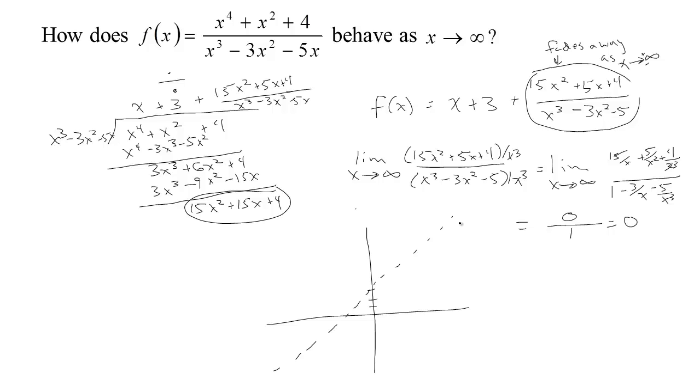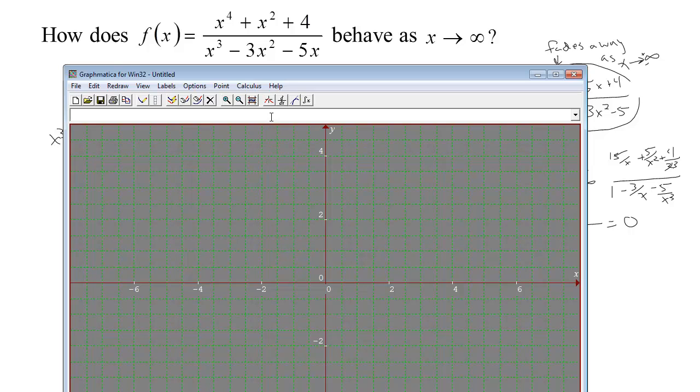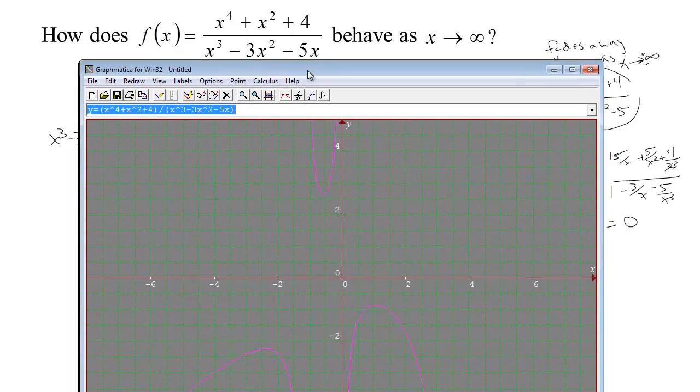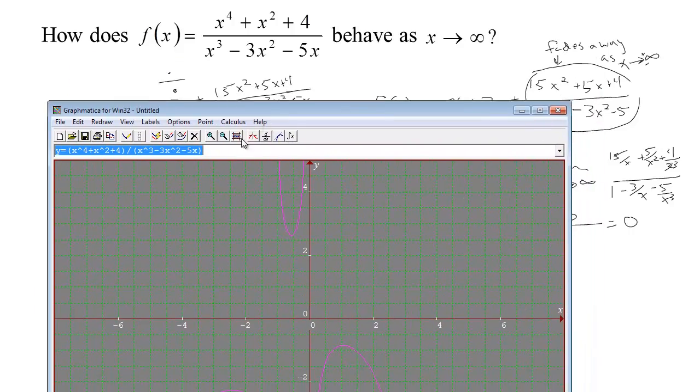Let's just look at that. So I pull up my graphing utility, and we'll just put this function in here, x to the fourth plus x squared plus 4 divided by x cubed minus 3x squared minus 5x. We've got our graph. We figured out that in the long run this function should settle down to looking pretty much like x plus 3. So I plot that.